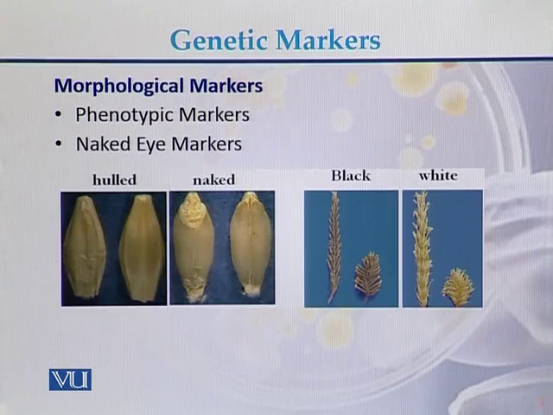Here is an example of morphological markers. Morphological markers can be phenotypic markers. They can be naked eye markers. Here we can see examples of phenotypic and naked eye markers: we can differentiate between whole and naked seeds, and between white and black. If these are phenotypes on plants or animals, we say that these are morphological markers, and morphological markers are due to the DNA sequence.